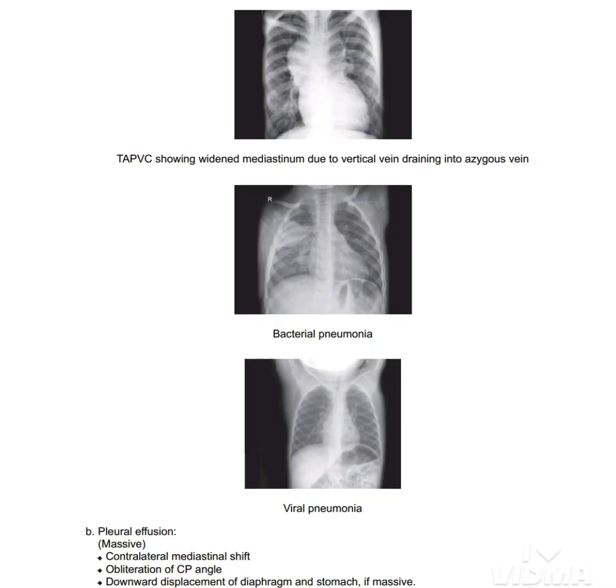Here the first X-ray is TAPVC, showing the widened mediastinum due to the vertical vein draining into the azygos vein. The second X-ray is a bacterial pneumonia, and the third one is a viral pneumonia.